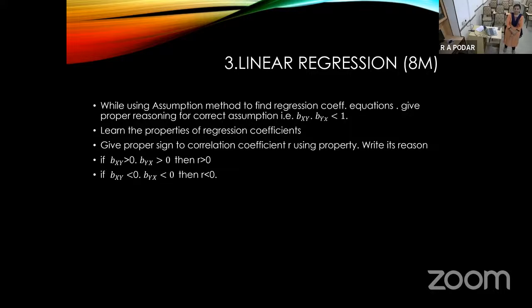So that reasoning you have to give there, otherwise 1 mark will be deducted. So if you are getting full marks, 80 on 80, 40 on 40, paper 2, and you have not given the reasoning for the assumption as well as for finding the correlation coefficient, 1 mark will be deducted.